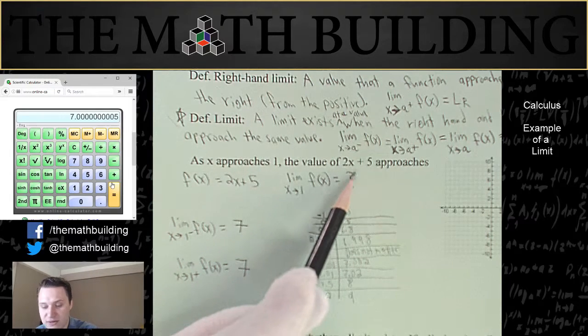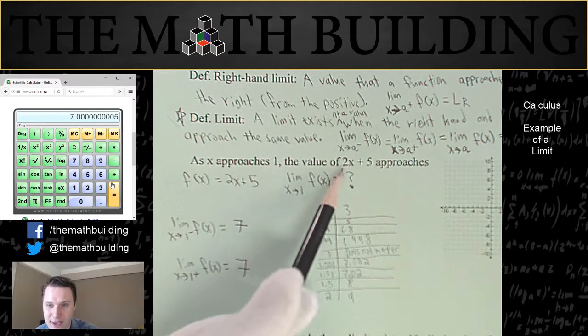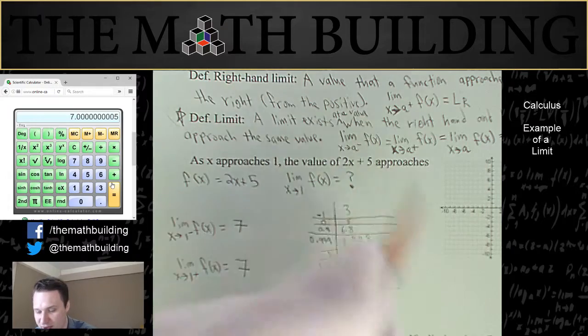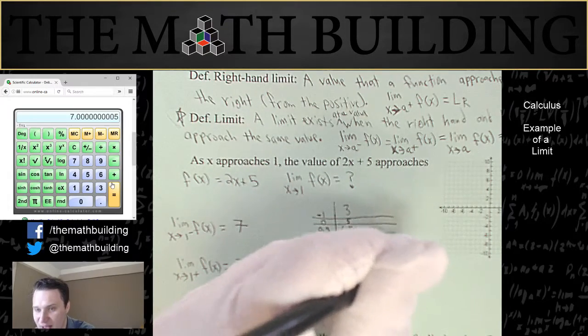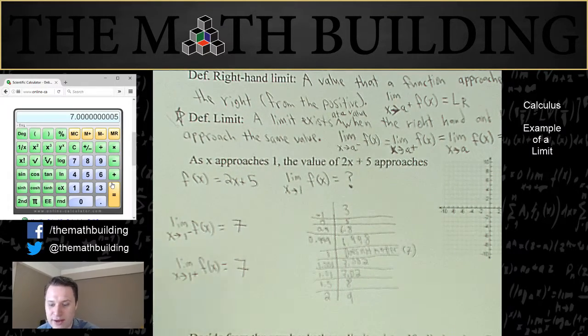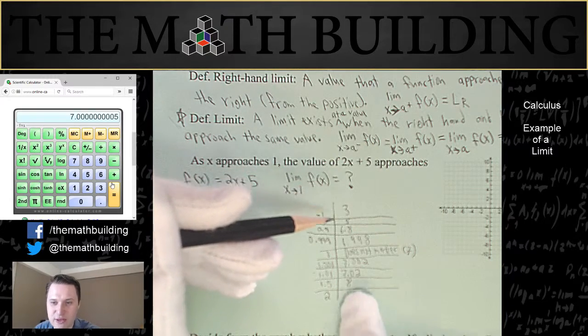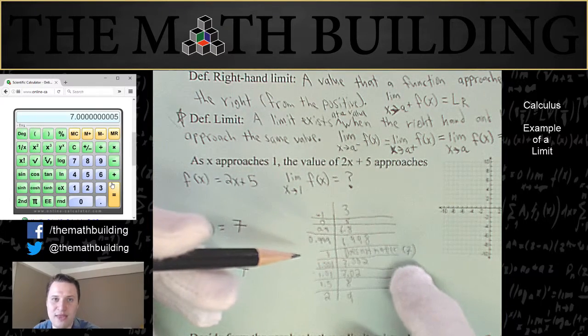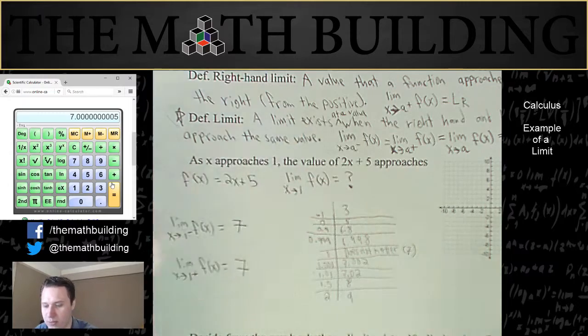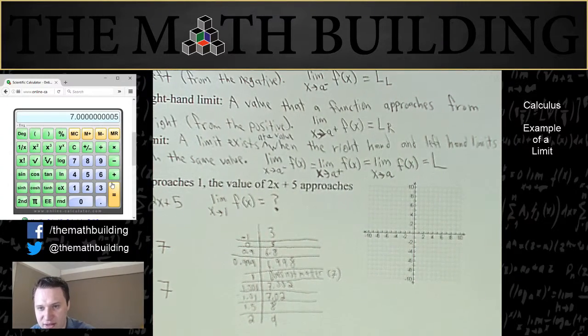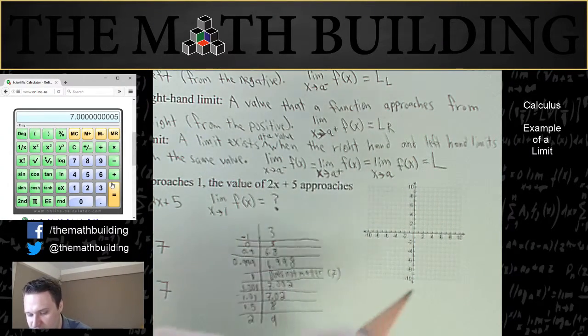Now it turns out that when I plug in 1, I get 2 times 1 is 2, and 2 plus 5 is 7. So yes, the value is 7 when we plug in a 1. But as far as the limit is concerned, it doesn't matter what the actual value is at 1, just how we approach it. Let's also see this limit on a graph.